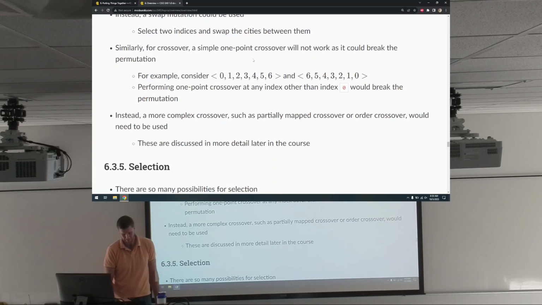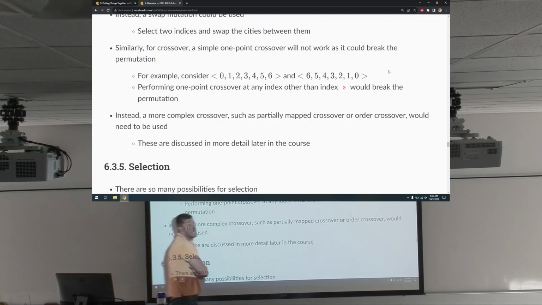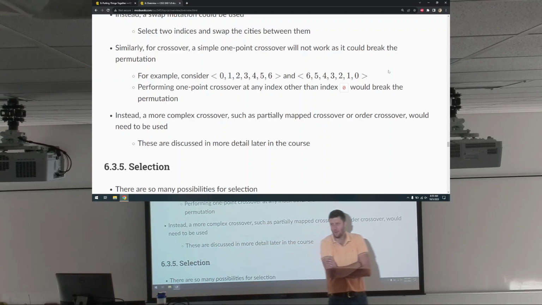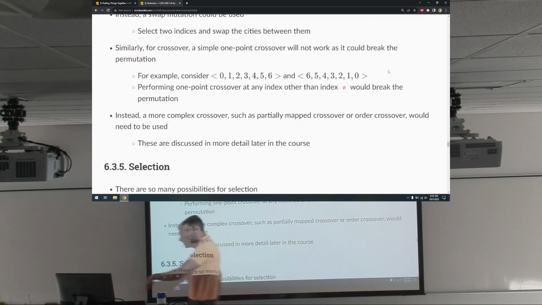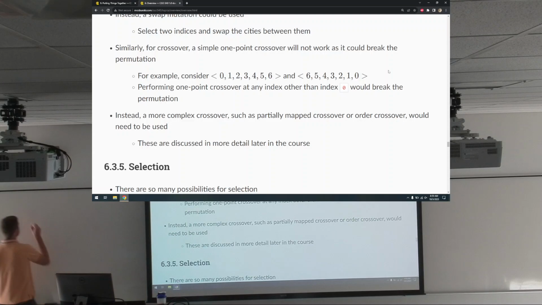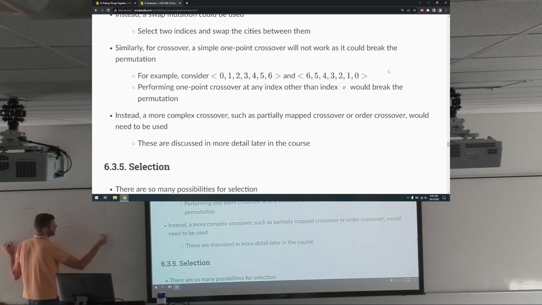Crossover. If I have this permutation and its reverse, and I pick any index to do the one point crossover, except index 0, because index 0 would change nothing, it would just effectively swap the chromosomes. If I pick any index there and do the crossover, I'm going to have a big issue. Let's do it here real quick. 0, 1, 2, 3, 4, 5, 6. 0, 1, 2, 3, 4. I'm going to be lazy and do that. And then I've got 4, 3, 2, 1, 0.